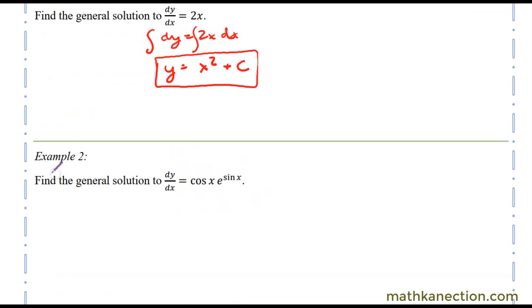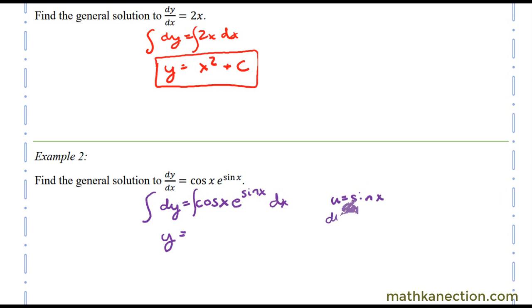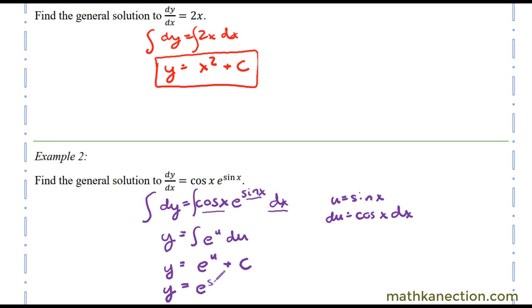Example 2, finding the general solution to dy/dx is equal to cosine of x e to the sine x. Get the differential by itself, so dy is equal to cosine of x e to the sine x dx. Antiderive both sides, so we get y is equal to, we'll need to use u substitution to antiderive. Let u is equal to sine x, then du is equal to cosine x dx. So cosine x dx gets replaced with du, and sine x gets replaced with u, so we have the antiderivative of e to the u du. Antideriving, we get y is equal to e to the u plus c. Replacing in u, so e to the sine x plus c is the solution to our differential equation.